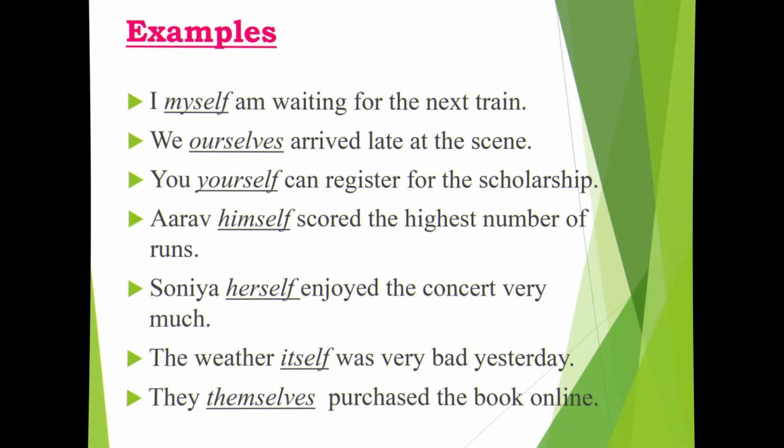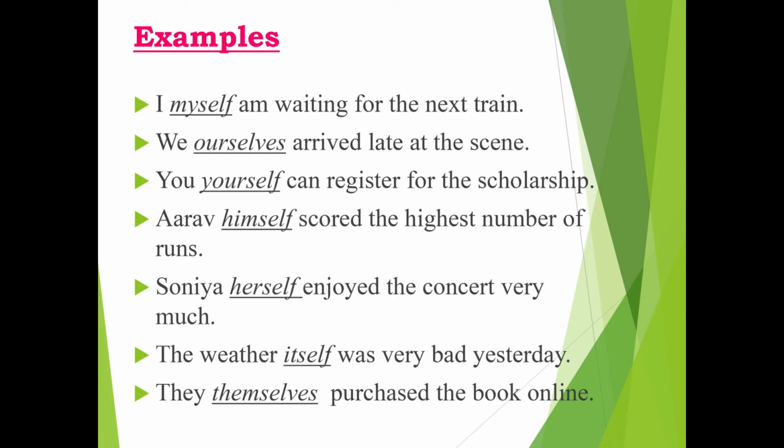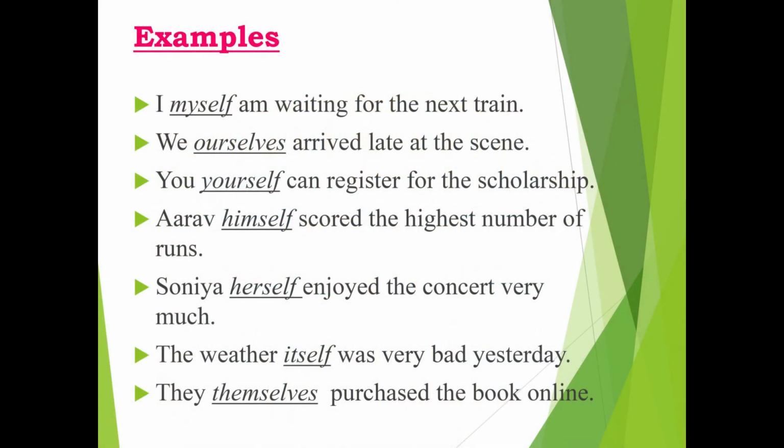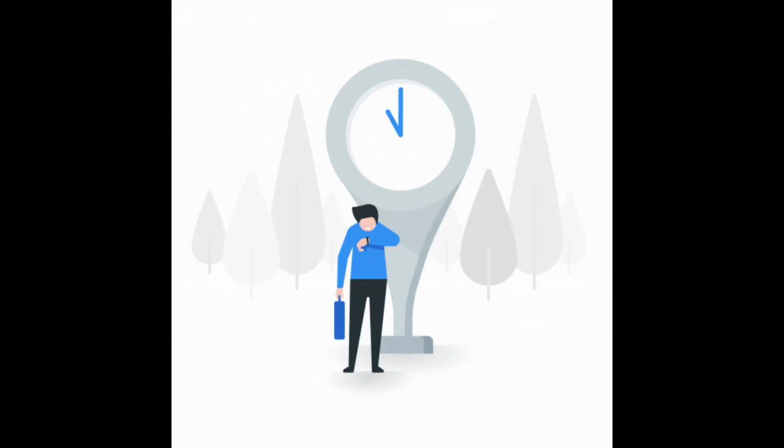Let's have a look at the examples of emphatic pronouns. I myself am waiting for the next train. So here the emphasis is on I. If I remove this, I am waiting for the next train, this sentence still makes sense. So this is an emphatic pronoun. Next, we ourselves arrived late at the scene. So here with we I have used ourselves, since it is a plural pronoun.